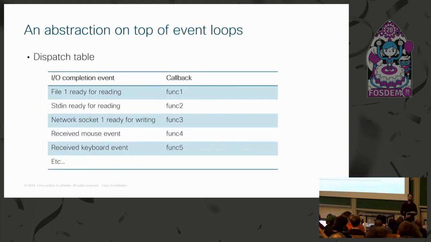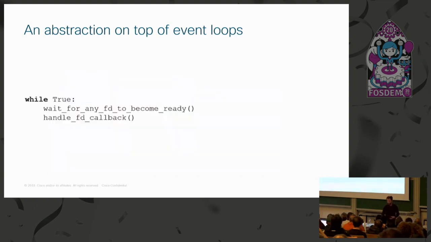Now, important to know is that all of this runs actually on top of an event loop. So the coroutines are an abstraction on top of an event loop. An event loop is a very simple mapping where you map I/O completion events to callbacks. Like, for instance, when a network socket becomes ready for reading or writing, when you receive mouse or keyboard events, these are events, and then you specify a callback that will execute when that event happens. And that's literally this while True. So you wait for a file descriptor to become ready, the file descriptor maps to an event, and then you call the corresponding callback, and you keep doing this in a loop.